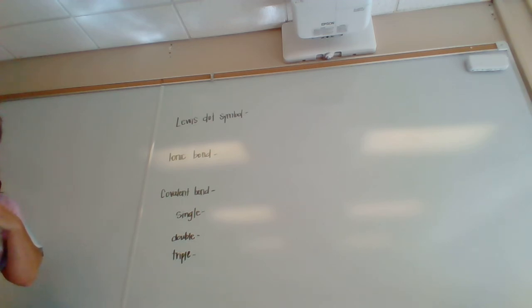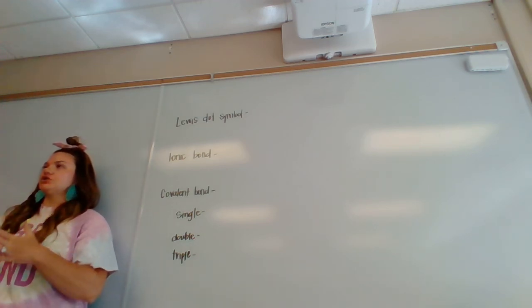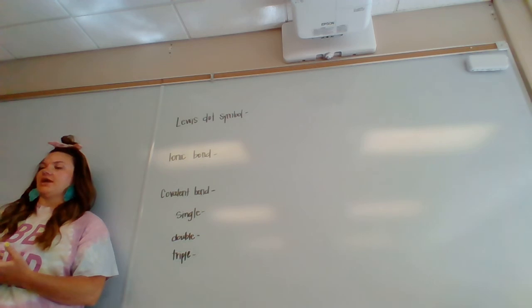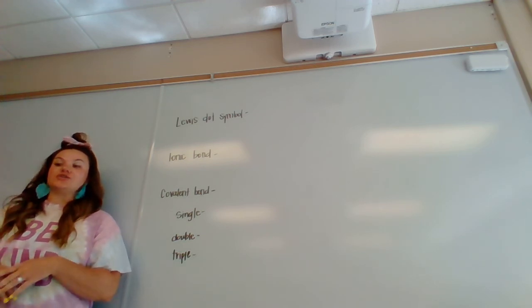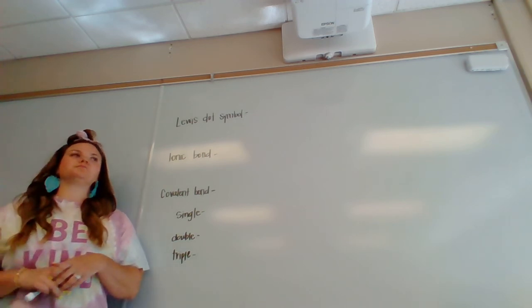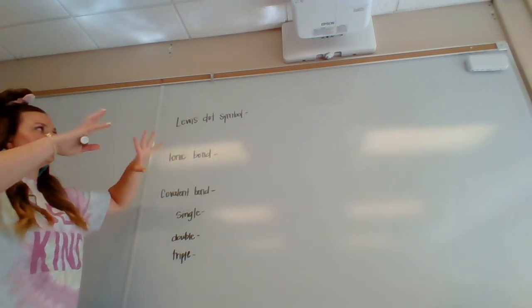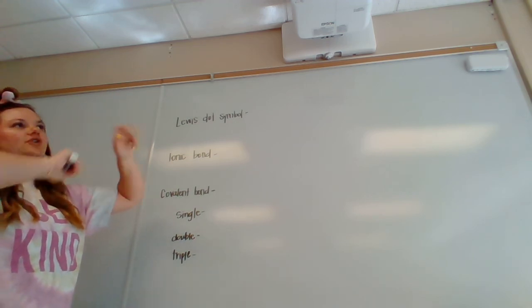So what we're going to be doing is drawing the actual structures of covalent compounds. When we do that, they're called Lewis structures, and we use the Lewis dot symbols to represent all of our different elements.